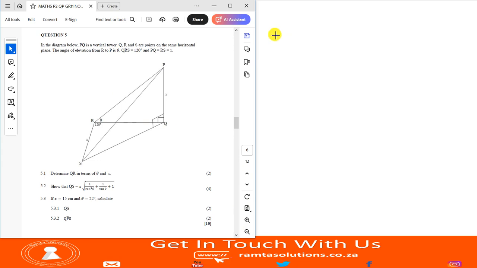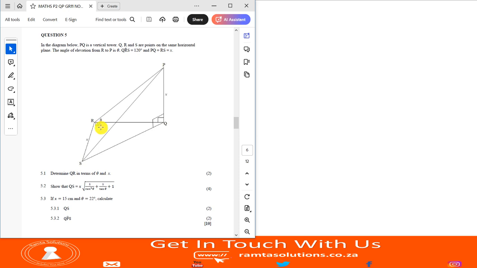Now question 5 says, in the diagram below, PQ is a vertical tower. Q, R, and S are points on the same horizontal plane. The angle of elevation from R to P is theta. Angle QRS is 120 degrees. PQ is equal to RS is equal to X. All right. Now determine QR in terms of theta and X.